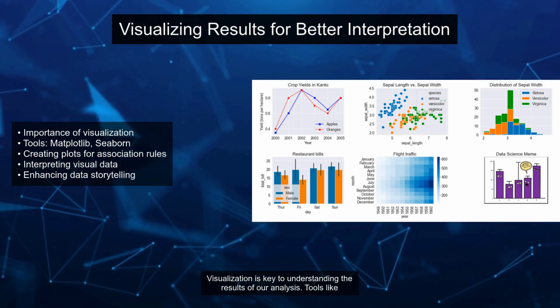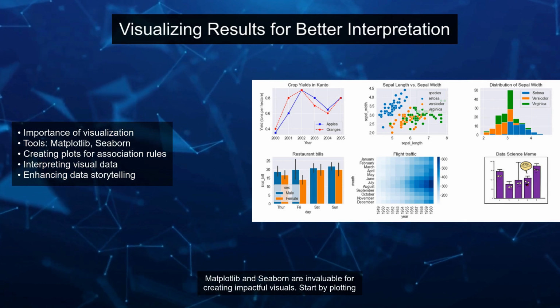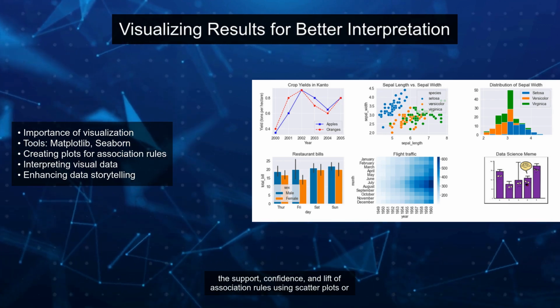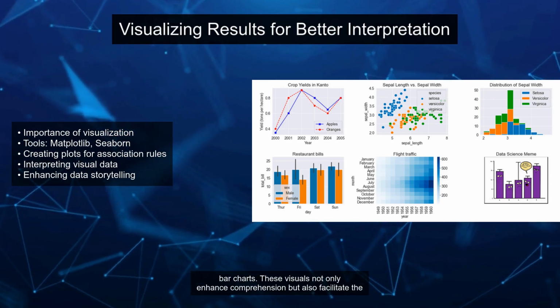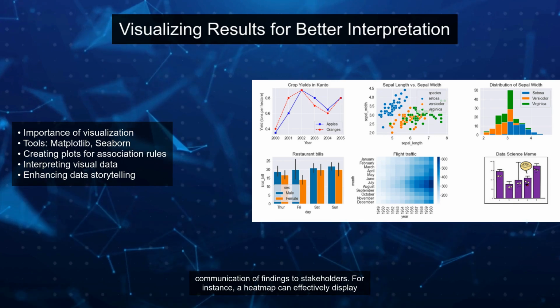Visualization is key to understanding the results of our analysis. Tools like Matplotlib and Seaborn are invaluable for creating impactful visuals. Start by plotting the support, confidence, and lift of association rules using scatter plots or bar charts. These visuals not only enhance comprehension but also facilitate the communication of findings to stakeholders.